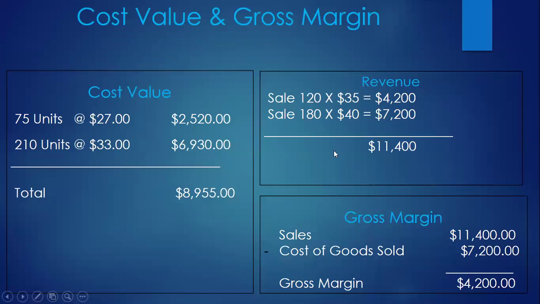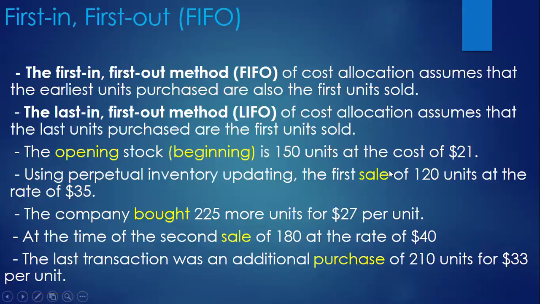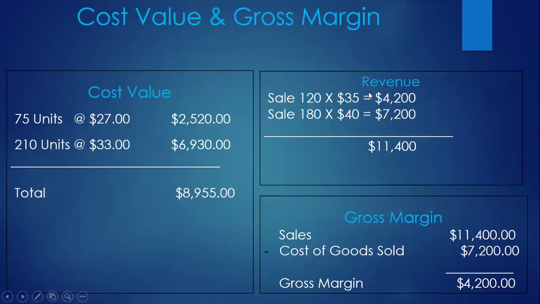So let's add them up here. 120 at the rate of 35. Here I'm using the selling price. Where did I get this from? Right here. 120 at the rate of 35. 180 at the rate of 40. Add them up, you get your revenue for this month. This is a simple example. You most likely will have more than two sales transactions, but just to make it simple and easy, these two will add up to 11,400. Now I can put my revenue here to calculate gross margin.